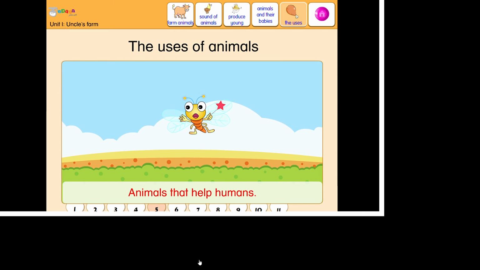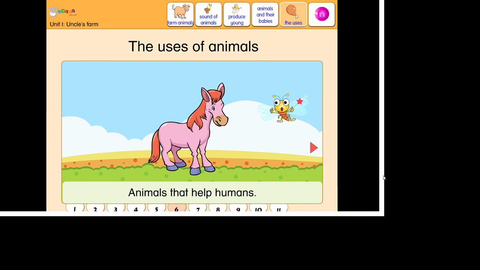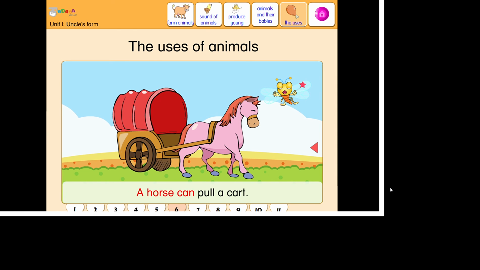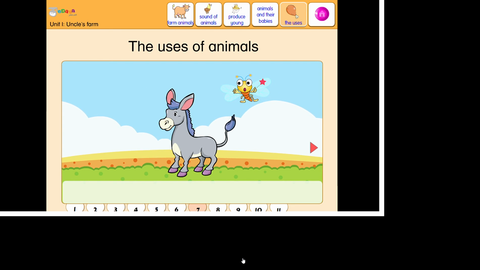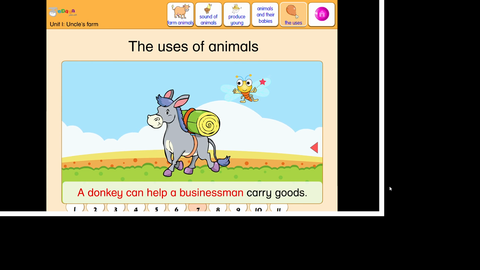Animals that help humans. Let us think. What animals can help us do things? What can a horse do for us? A horse can pull a cart. How can a donkey help a businessman? A donkey can help a businessman carry goods.